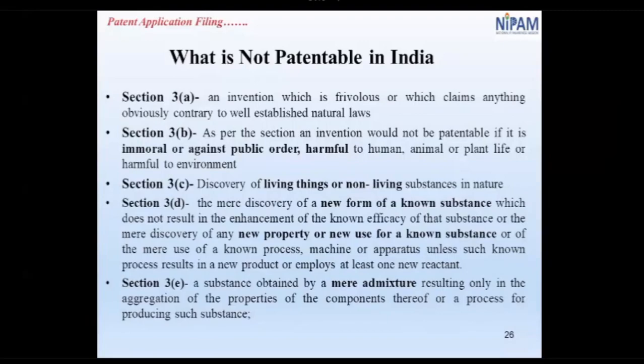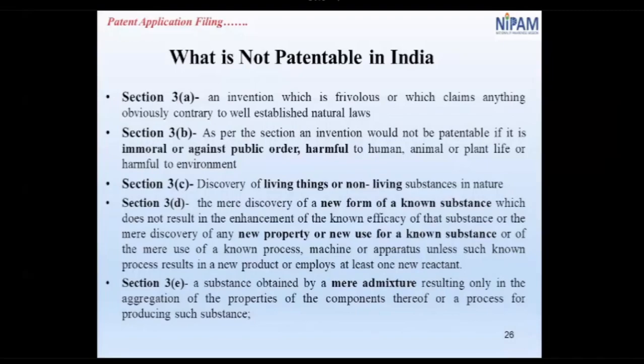So the first section is section 3A. Again, I am repeating that if you fall under any of these sections, we are not going to give you a grant, because these are the non-patentable sections. That means if you fall under section 3, your application is non-patentable. It is very clear. Section 3A says an invention which is frivolous or which claims anything obviously contrary to well-established natural laws.